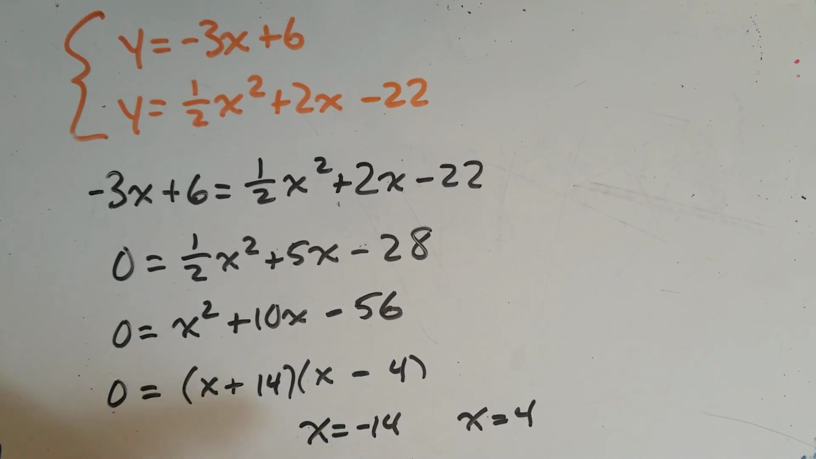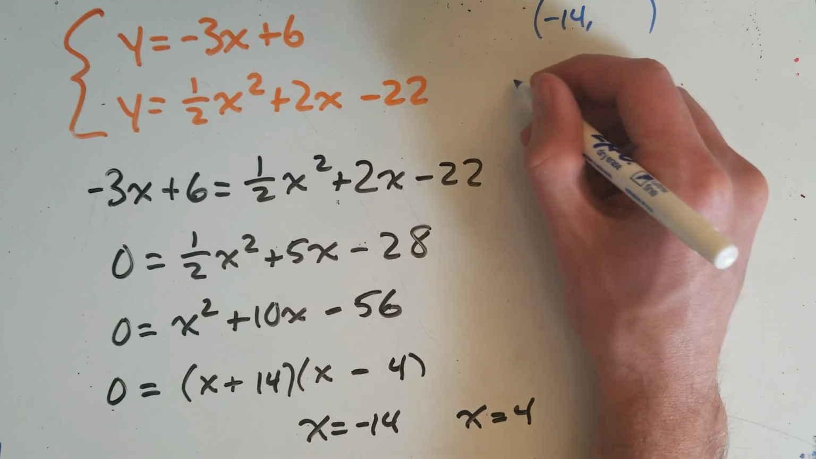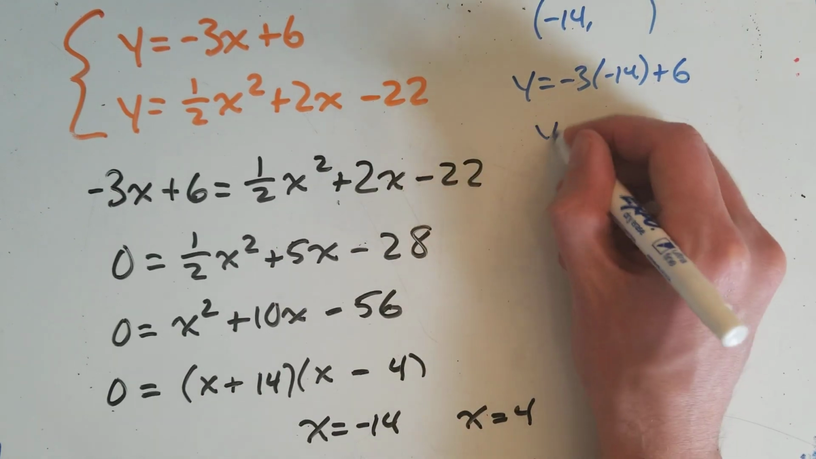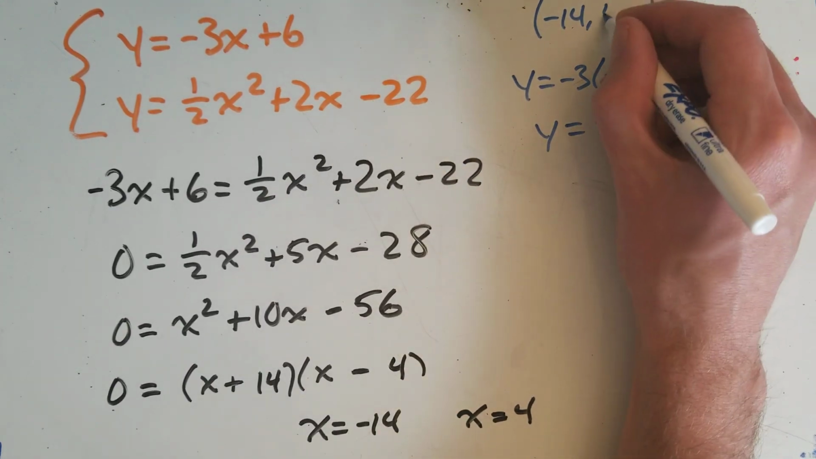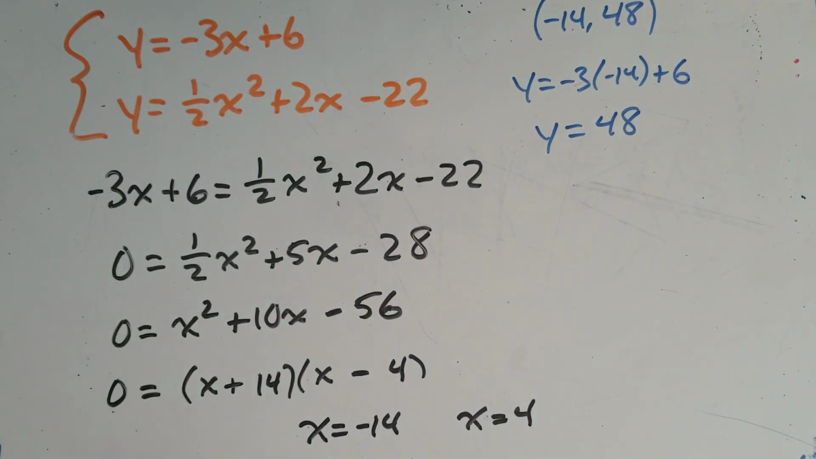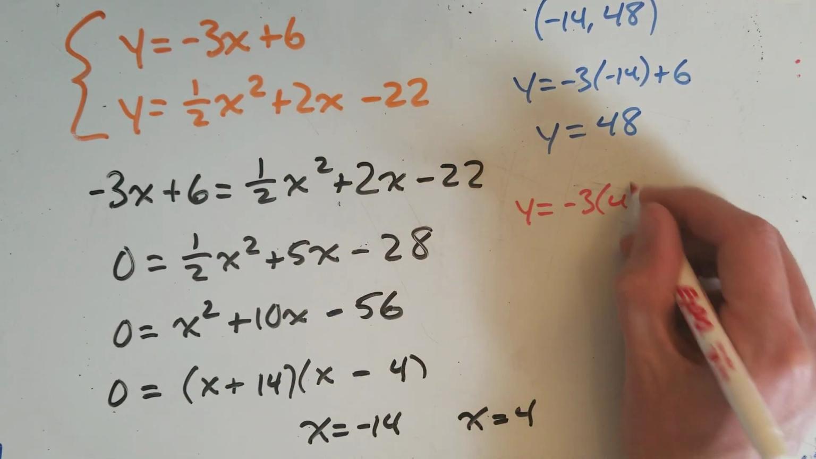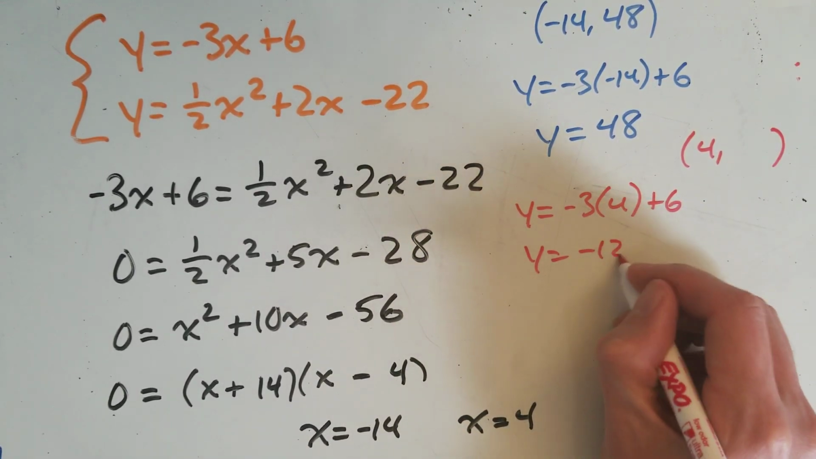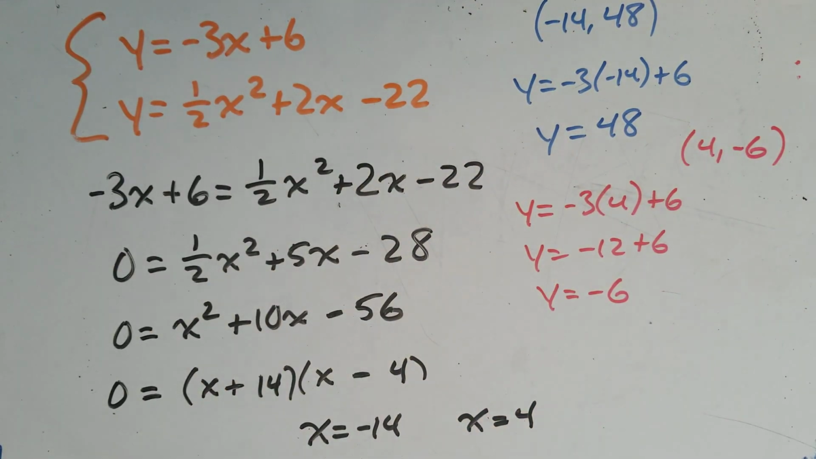So one point of intersection, if x is negative 14, let's find the y value. Y would be negative 3 times negative 14 plus 6. And when you go ahead and simplify this, you should get y is equal to 48. So one point of intersection is negative 14, 48. And our other point of intersection would be where x is 4. So let's go ahead and do y equals negative 3 times 4 plus 6. So you'll have y is negative 12 plus 6. So you should get y is going to be negative 6 here. So there's your two solutions.